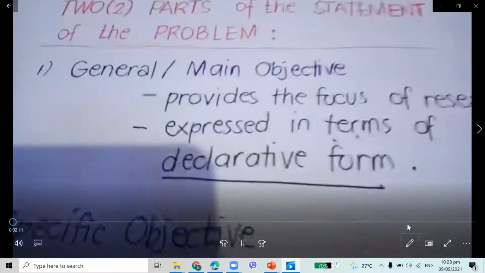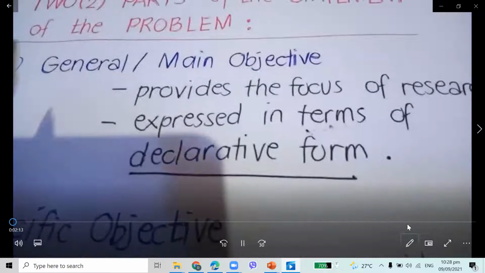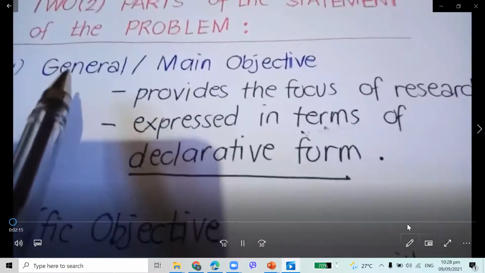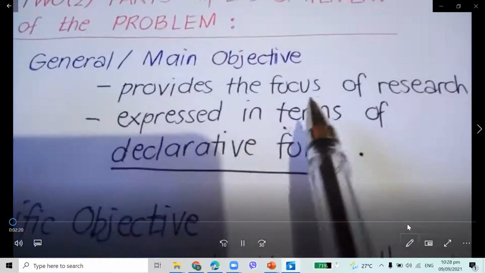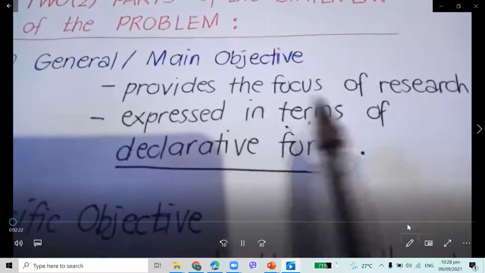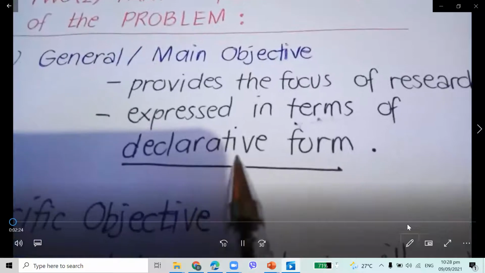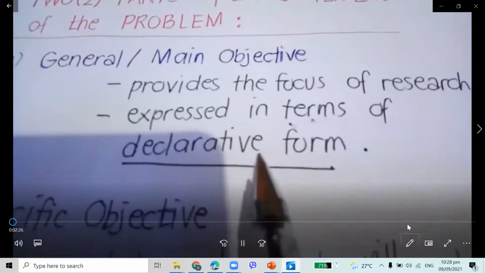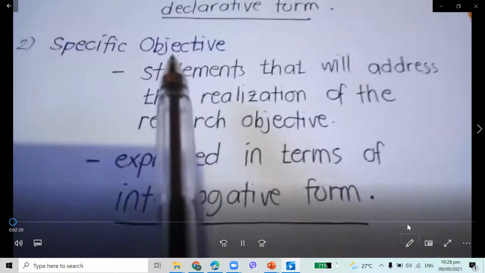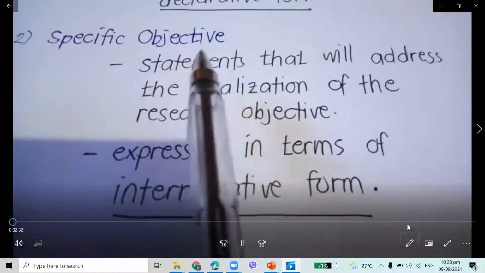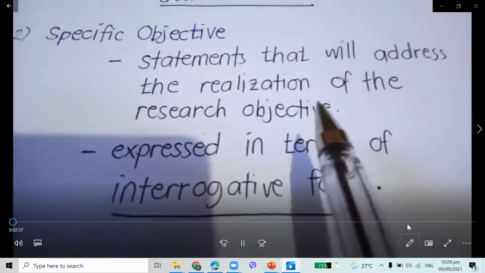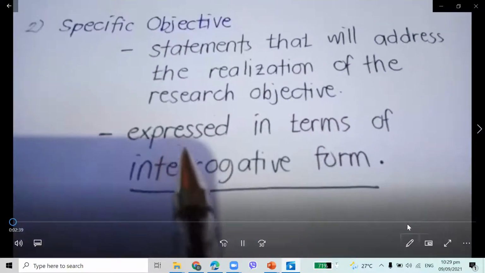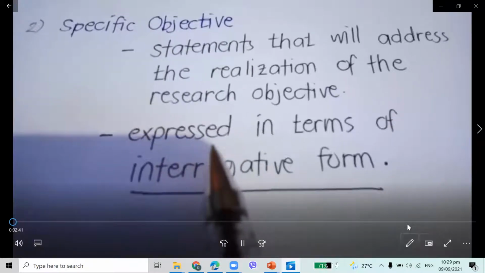Objective. So what is the difference between the two? If we say general statement of the problem or main objective, it provides the focus of research expressed in terms of a declarative sentence. On the other hand, if we say specific objective, these are statements that will address the realization of the research objective, and these are expressed in the form of interrogative sentences.